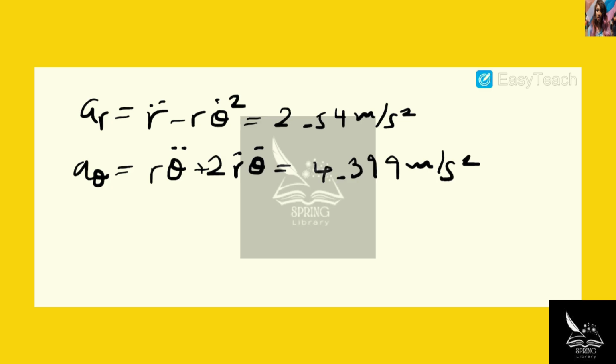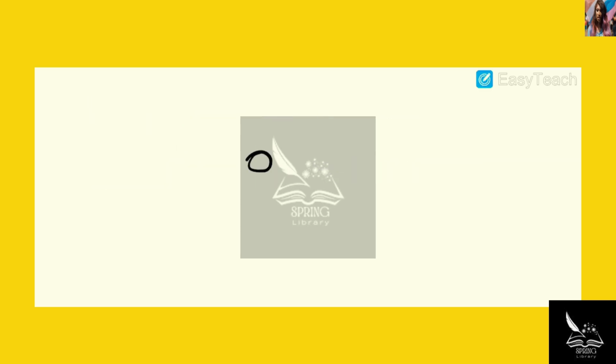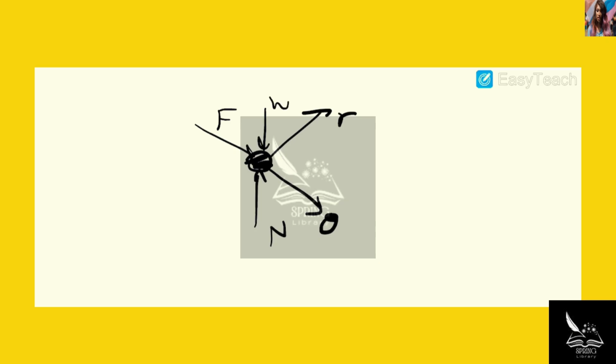Now let's go ahead and draw a free body diagram. Here we have the mass, the particle, acceleration in our r coordinate direction and our theta coordinate direction. Here's our normal force coming from the slot, and here is the force coming from the rod, and here is our weight force. And this is the angle theta equal to 30 degrees.